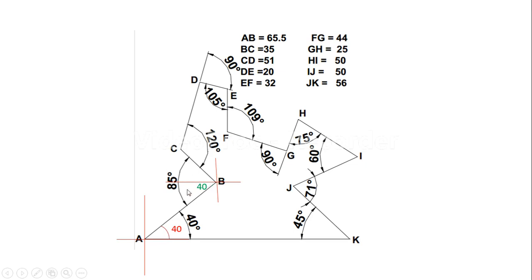Now if you see here, the angle from this line to this line is 85. So what will be this angle? If you subtract 40 from the total angle, you will get this angle. So 85 minus 40 will be how much? 45. So this angle is 45. If you add these two, again you will get the total angle: 45 plus 40 will be 85.